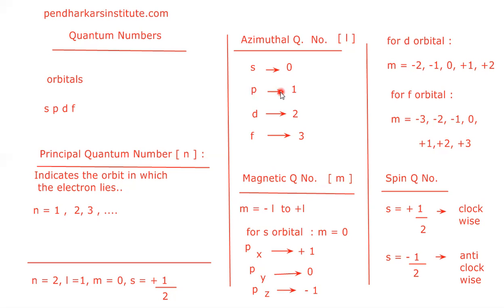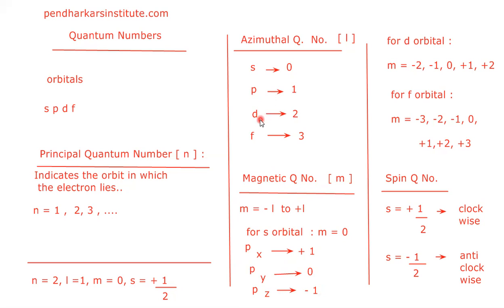Let's talk of p orbital. Azimuthal quantum number l is 1. So magnetic quantum number will be -1 to +1, integer values, -1, 0, and +1. If electron is in p orbital in the x direction, px orbital, then magnetic quantum number, small m, is +1. If electron is in py orbital, p orbital in the y direction, magnetic quantum number is 0. If electron is in p orbital in the z direction, magnetic quantum number is -1.